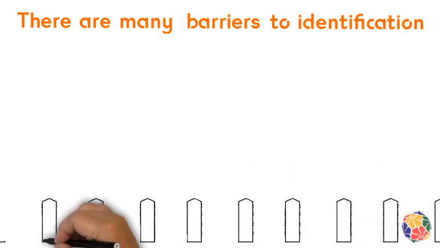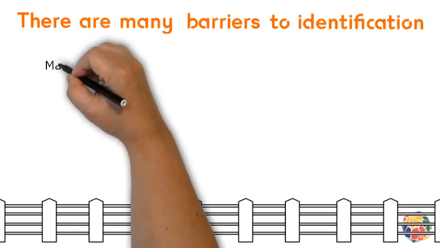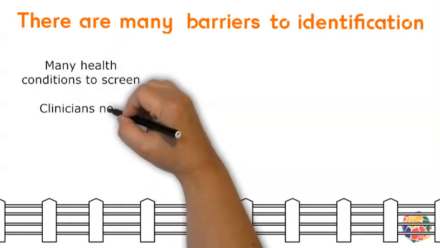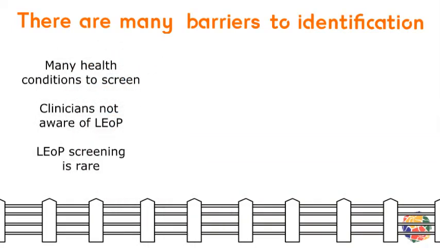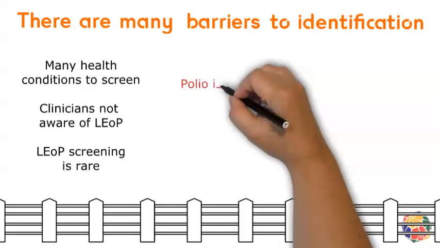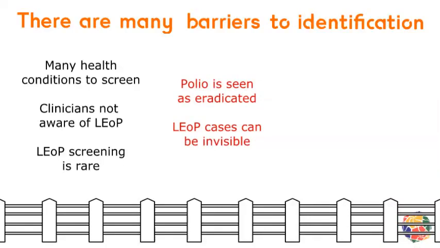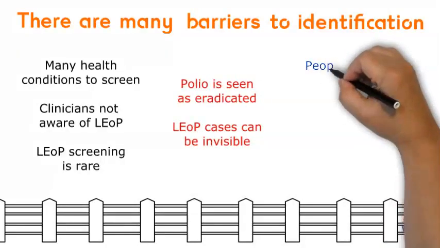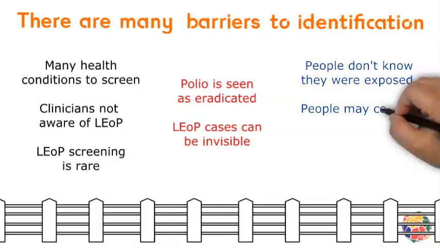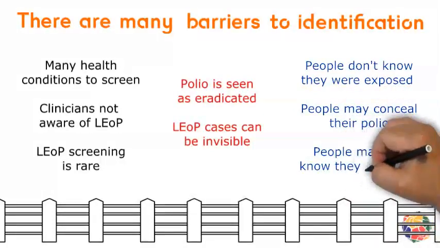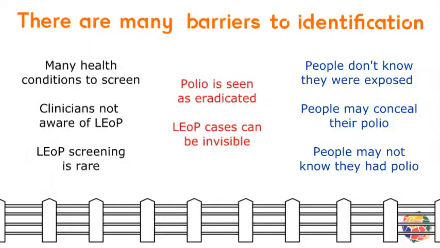Clinicians, people working in medicine and allied health, are educated to screen for many health conditions. But there are so many health conditions that not every clinician can identify each one. Only clinicians who are aware of and trained or experienced in working with those with post-polio conditions are likely to know how to identify someone affected by polio.